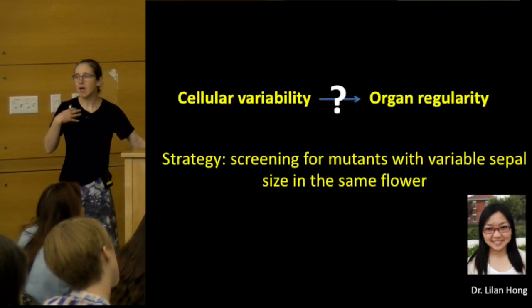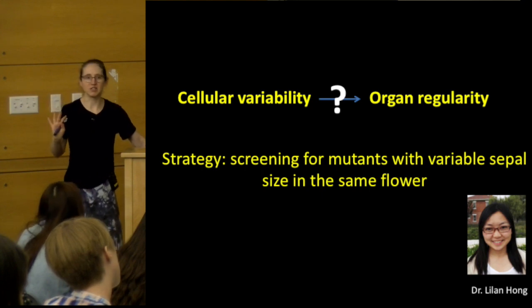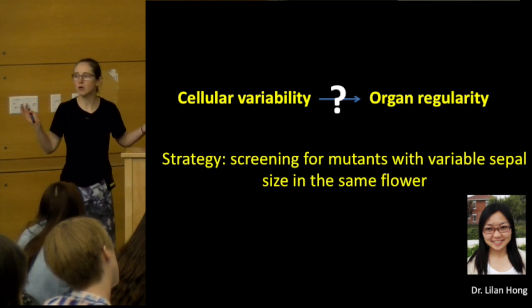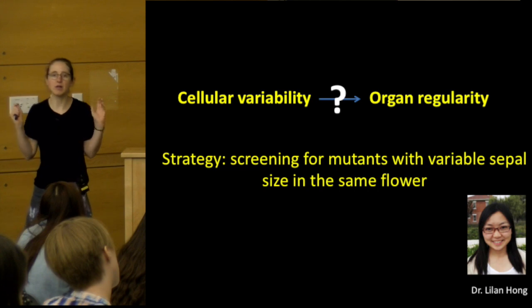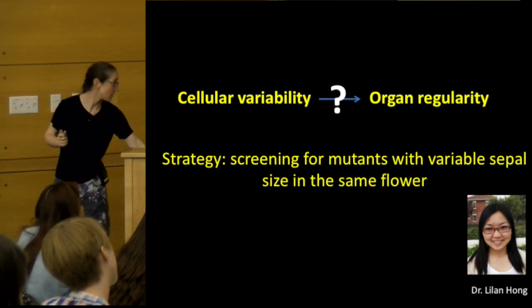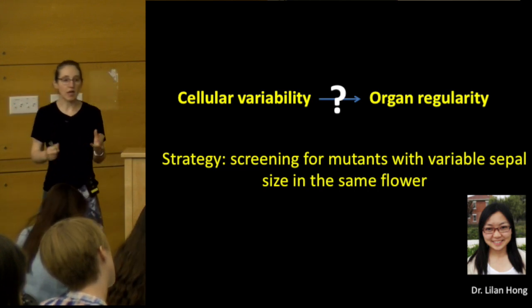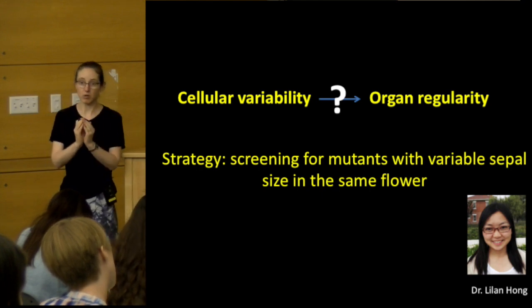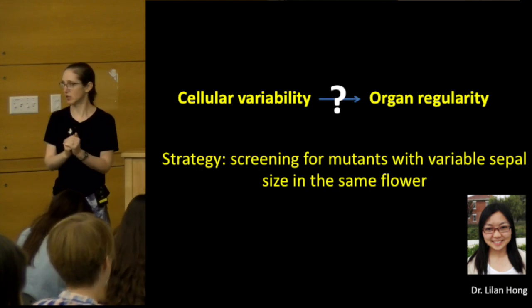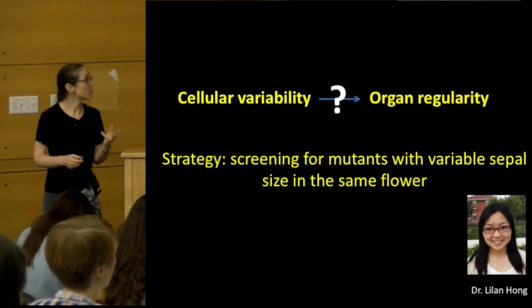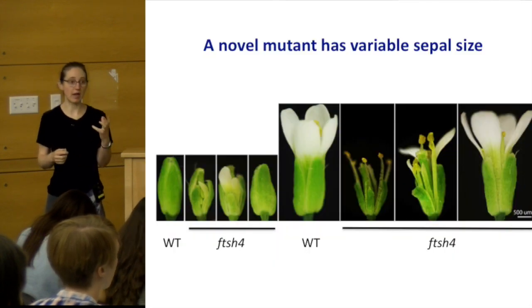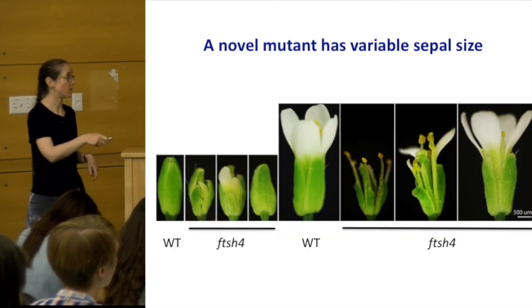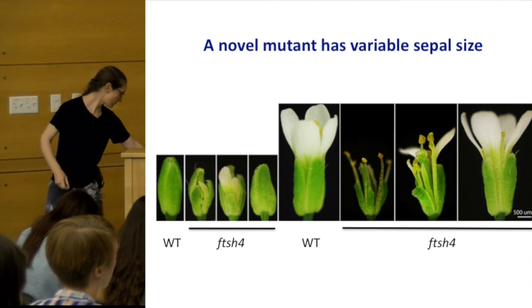And in my lab, we're at heart geneticists. We love to do genetics. And so when we don't know how something happens, what we do is we find a mutant that disrupts the process. And so our idea is, okay, if we want to know how you get regular sepals, we need a mutant with irregular sepals. So we're screening for mutants with variable sepal size and shape in the same flower. And this was done by Leland.